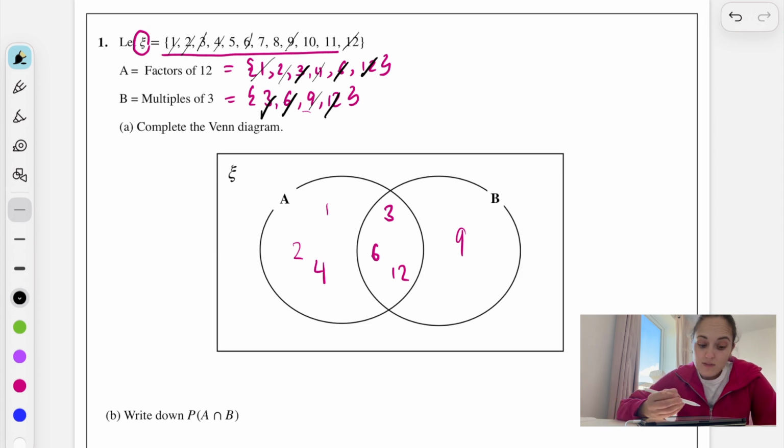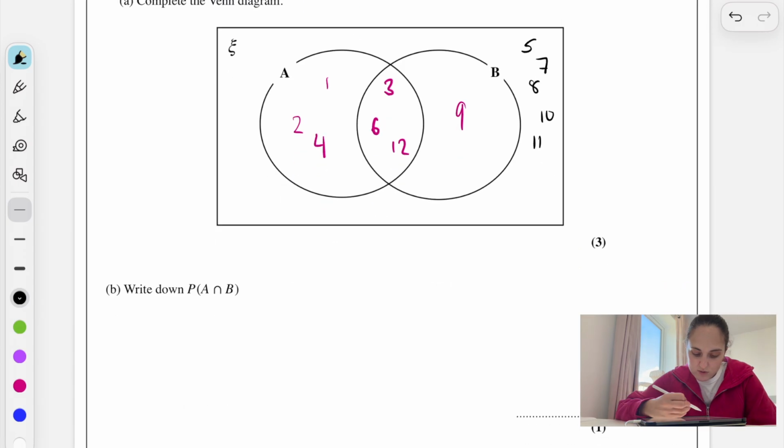The elements that we have left that we haven't yet represented are 5, 7, 8, 10 and 11. I'm going to place those on the outside. So I have 5, 7, 8, 10 and 11 on the outside. And now we have all of the numbers within the universal set somewhere in the Venn diagram.